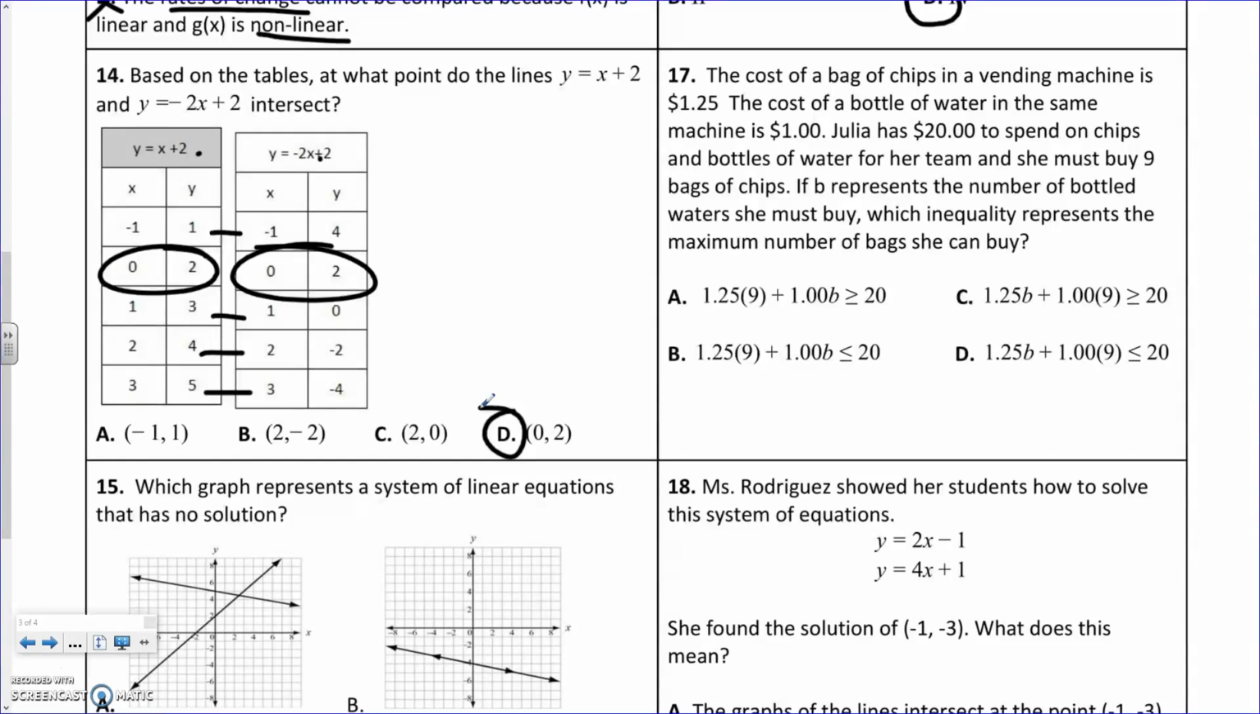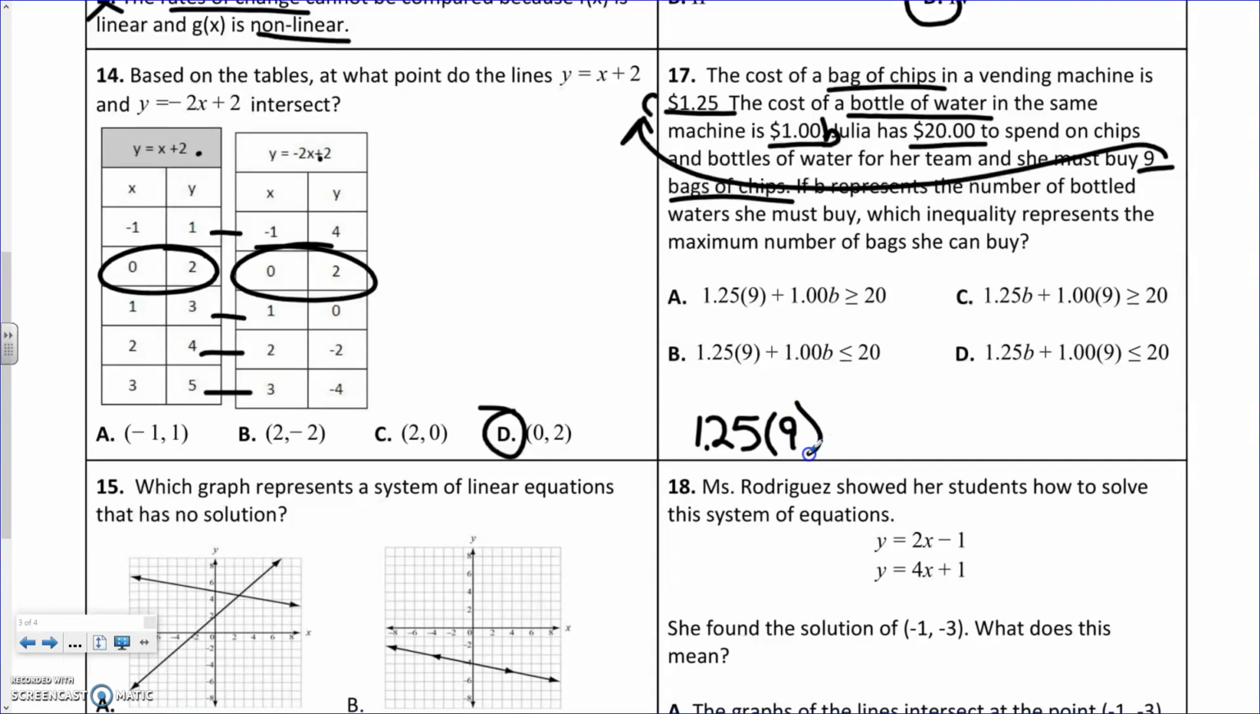Looking at number 17, this is a good word problem. You just have to set it up. It says that a bag of chips is $1.25, so that means C is going to be associated with 1.25. A bottle of water, we'll call that B, is going to be $1, so that means $1 is going to be associated with B. And it says Julia has $20 to spend, so she can't spend more than $20, right? And she needs to buy 9 bags of chips. So that tells me that C is actually going to be 9. So that means $1.25, that's our chips.